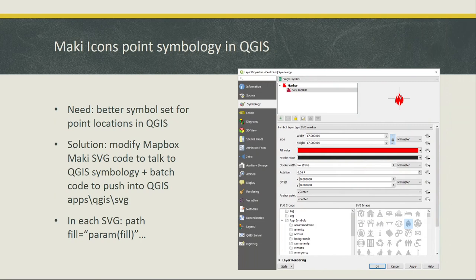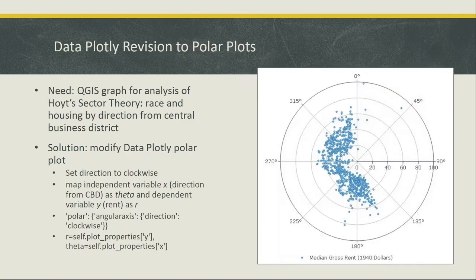I also wanted them to be creative in their selection of symbology for that accessibility map. And I found the icons available in QGIS to be a little bit too limited for that activity at first. So I wanted to pull the Maki icons from Mapbox into QGIS to broaden that array of symbology, which I found I could actually do pretty simply by just forking the Maki icon library, editing the SVG code a little bit to talk to the QGIS symbology engine, and then writing a batch script to send that into the QGIS application directory in our labs. So this is an image of a Maki icon being displayed with the symbology engine in QGIS.